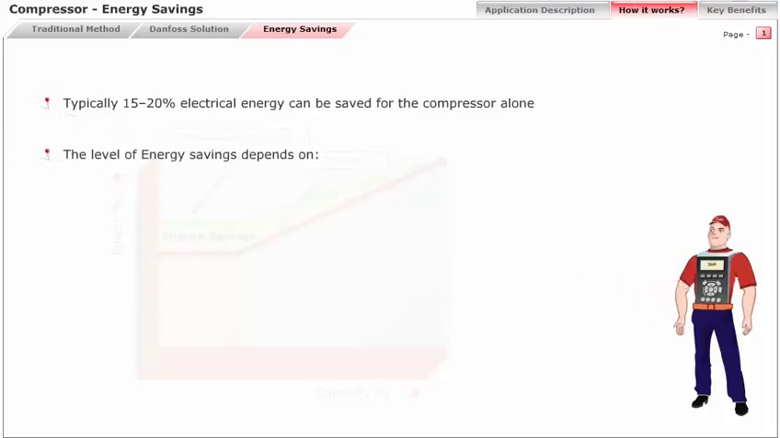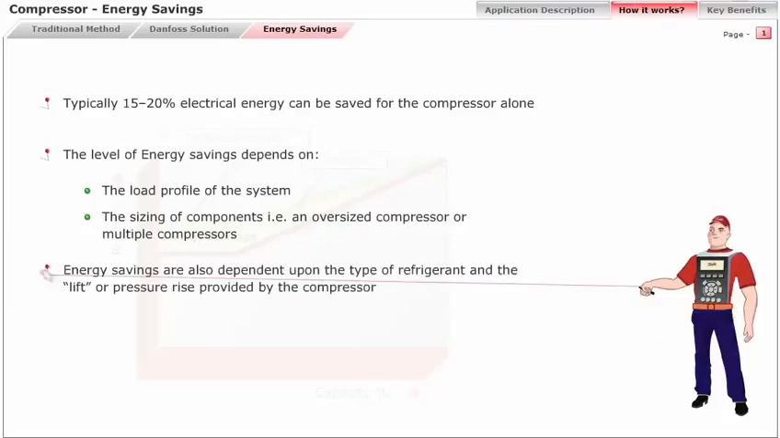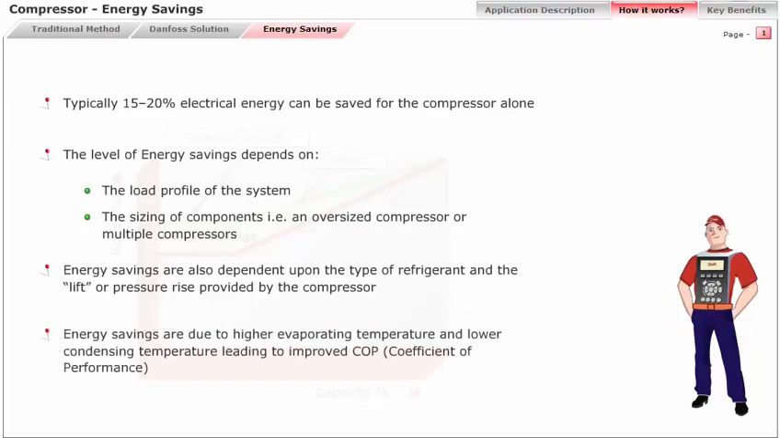The level of energy savings depends on the load profile of the system and the sizing of components, that is, an oversized compressor or multiple compressors. Energy savings are also dependent upon the type of refrigerant and the lift or pressure rise provided by the compressor. Energy savings are due to higher evaporating temperature and lower condensing temperature, leading to improved COP, coefficient of performance.